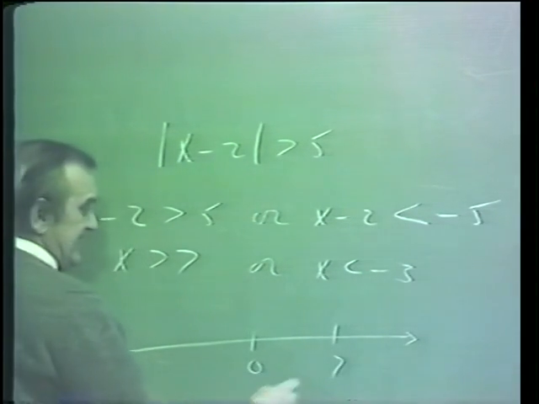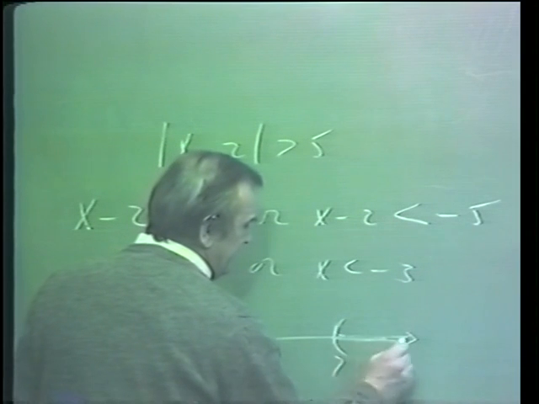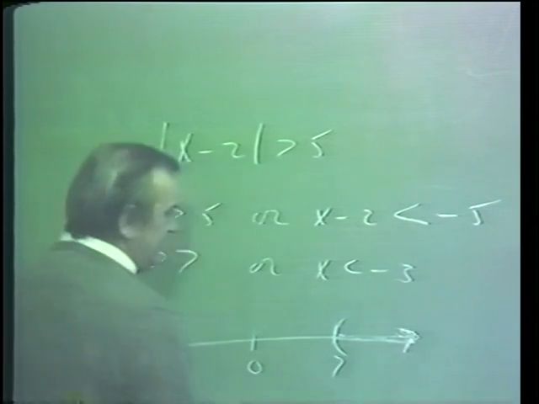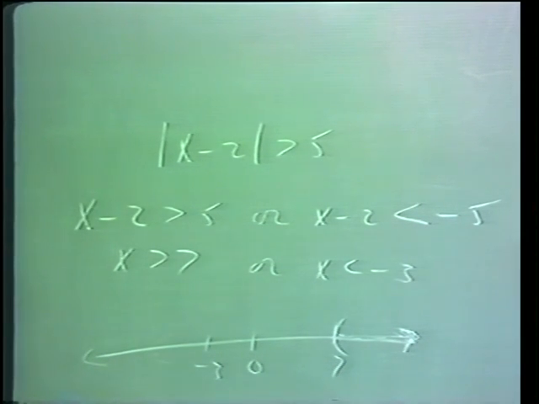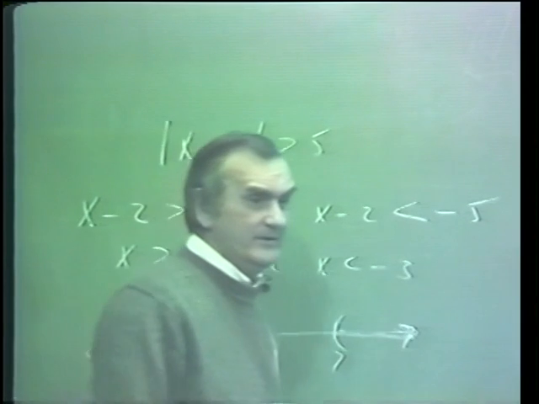There's 7. It says x is greater than 7. That means put a parenthesis at 7. Darken in everything to the right. Negative 3. It says x is less than negative 3. That's a parenthesis at negative 3. Darken in everything to the left. And there's the solution set for number 29.